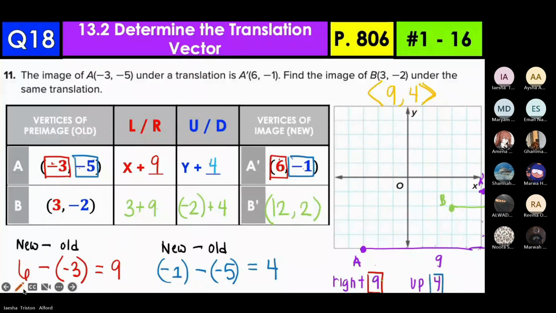So all of this that we did here is a shortcut to help you find the vector if you understand that. If you didn't understand the yellow box, fine, forget it. Stay here about how you get from A to A prime. You should go right 9, up 4. To get B prime, you have to do the same thing. Go right 9 and up 4. 9 right from 3 is 12, and 4 up from -2 is +2.